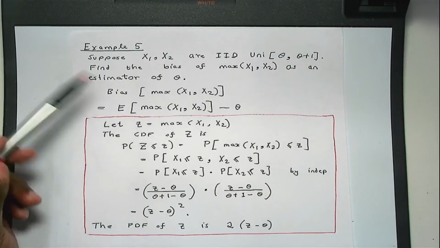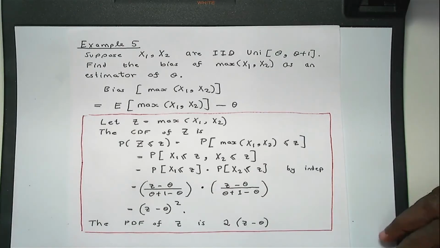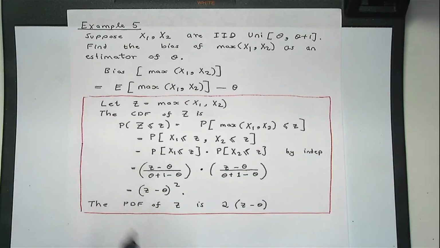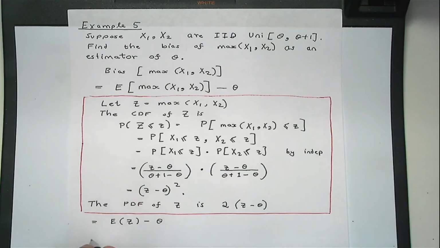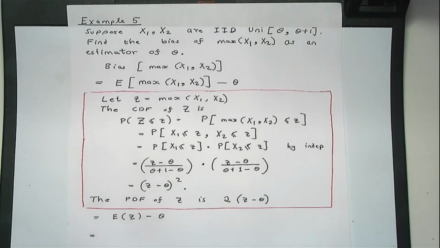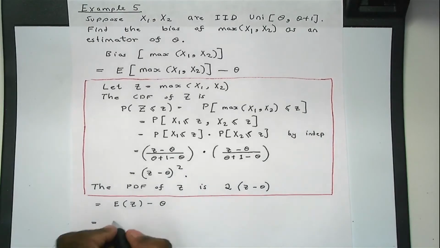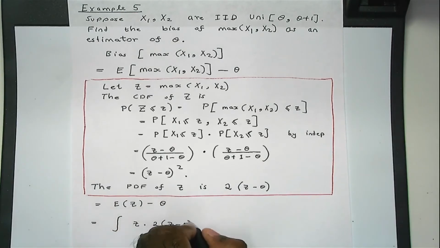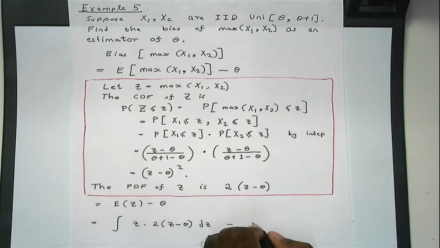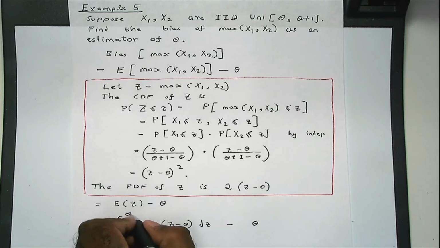Right. All right. Now let's continue from over here. Right. So this is going to be equal to the expected value of z minus theta. Now, to find the expectation, I'm sure you guys know, you just need to integrate z times the PDF, which is 2 times z minus theta, and the limits of integration are from theta to theta plus 1, because that's the limits of the uniform distribution.